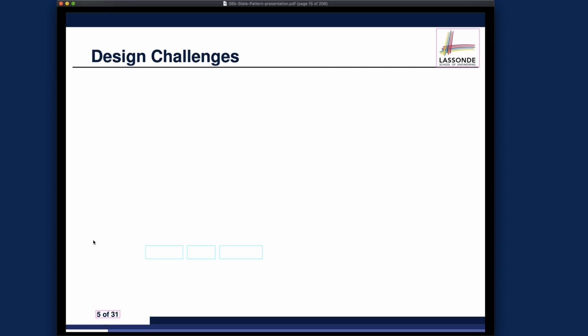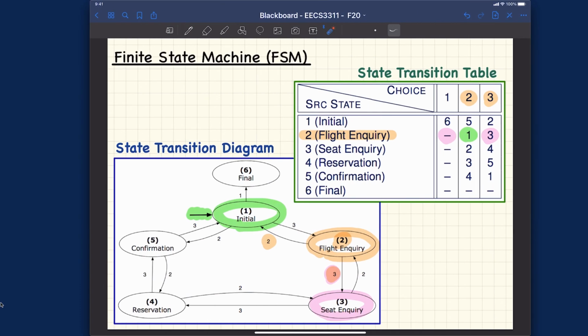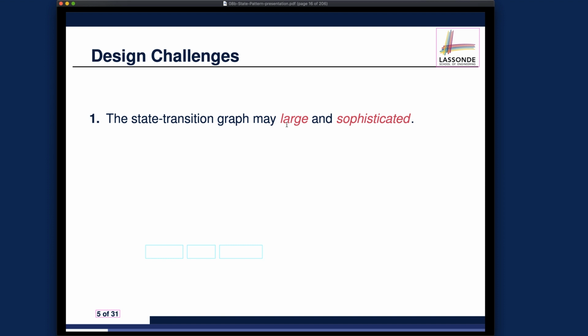Okay, what are the design challenges? So the state transition graph may be very large and also sophisticated. When I say large, currently we only got 6 different states over here, but potentially for a realistic system, you might have more than thousands of states, right? In that case, it would be very large in terms of the state space and also very sophisticated. So what do I really mean by sophisticated? Let's say if you got n states, right? Now potentially how many transitions can you have based on what you learned from the data structure course? Okay, hopefully you thought about it. The answer is you can get up to n squared transitions, right?